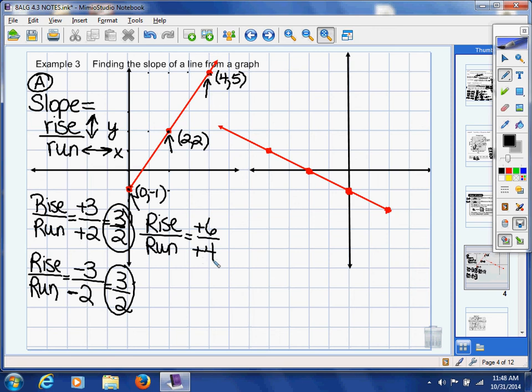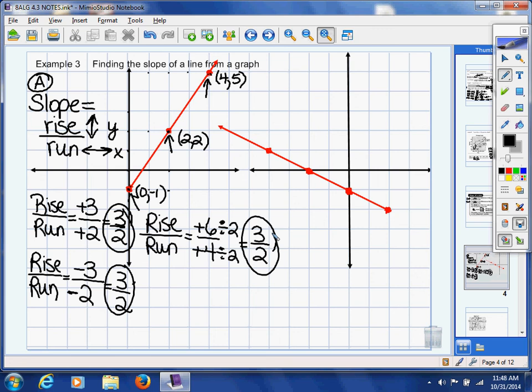Now I have a fraction, 6 over 4, both are positive, but let's reduce it. What number will reduce both 6 and 4? If you said 2, you're exactly right. And oh, look at that. What did we just discover? It's the same thing. So let's make a relationship here. I want you to relate some information.